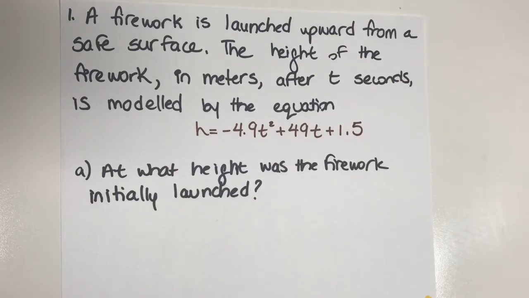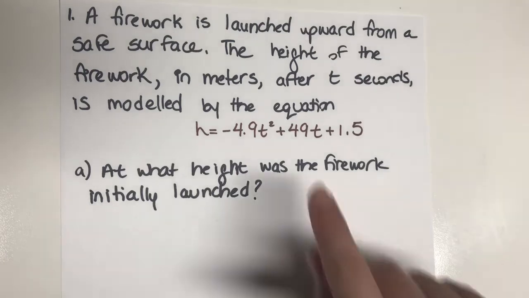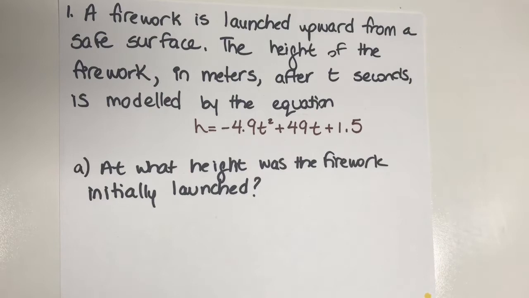The question asks us, at what height was the firework initially launched? So let's just take a look at what this looks like if I were to graph it into Desmos. You'll notice that it is a graph that is facing downwards. We can identify the intercepts and the vertex by looking at the graph. We won't be able to see them just by looking at the equation because it is in standard form.